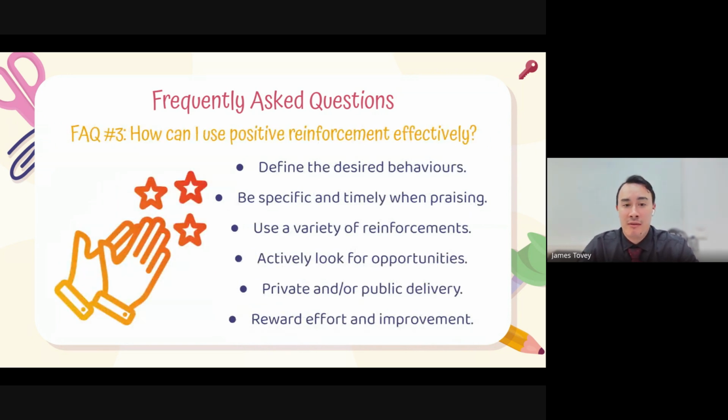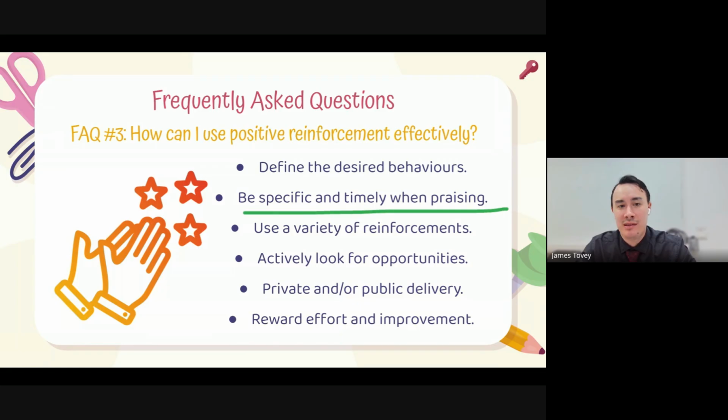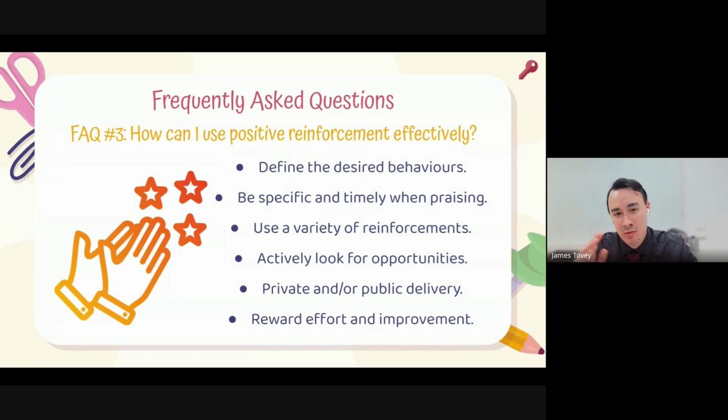How can I use positive reinforcement effectively? The desired behaviors must be defined. They should know what those desired behaviors are, right? Otherwise, how can they behave like that? You have to tell them. Now, you need to be specific when you praise as well. So with this positive reinforcement, be specific and timely. When they do something good, praise them immediately and tell them why you praise them.